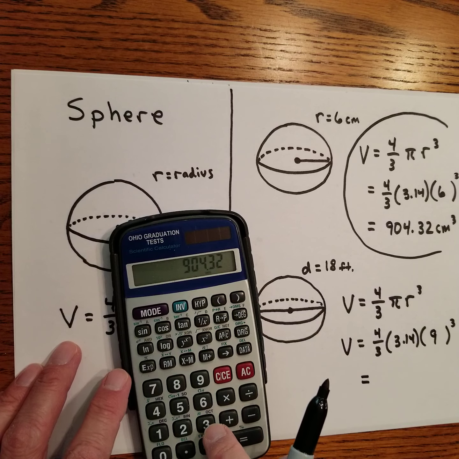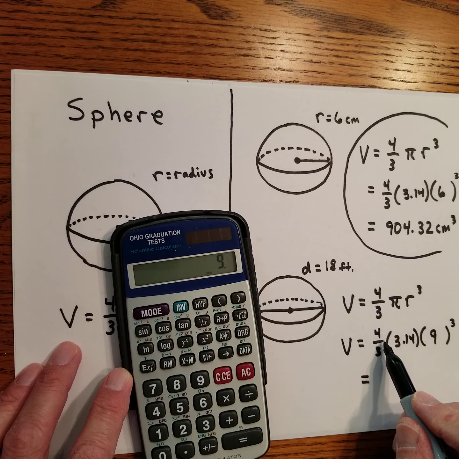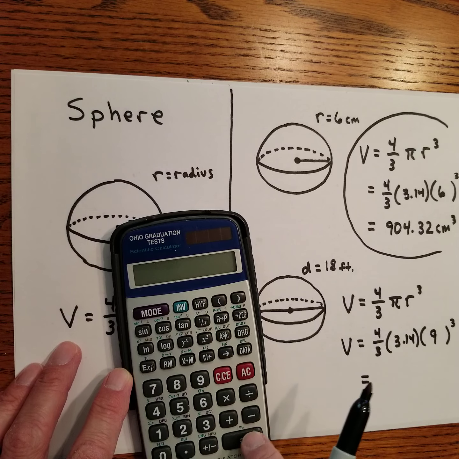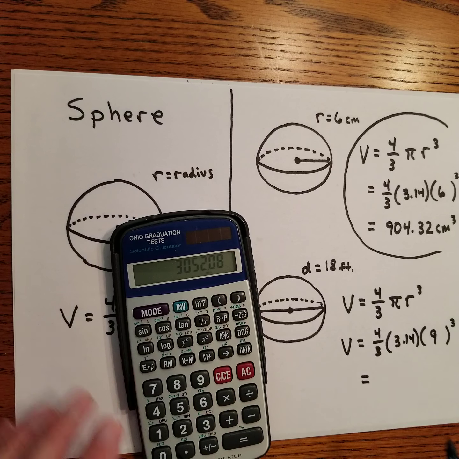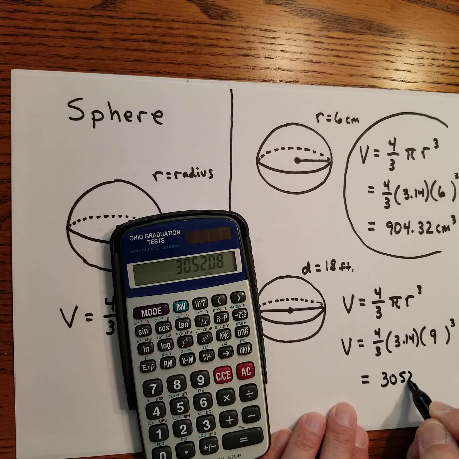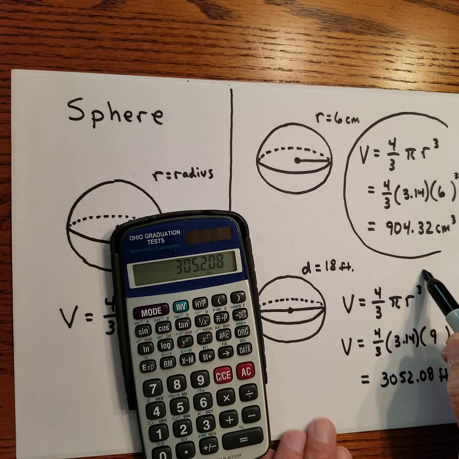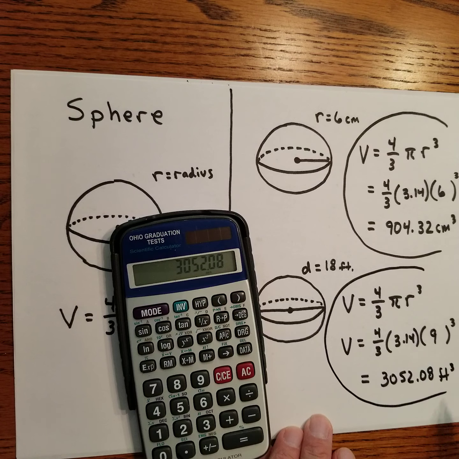Let's try it. 3.14 times 9 times 9 times 9 times 4, divide by 3. And I get 3,052.08. This is cubic feet. Beautiful.